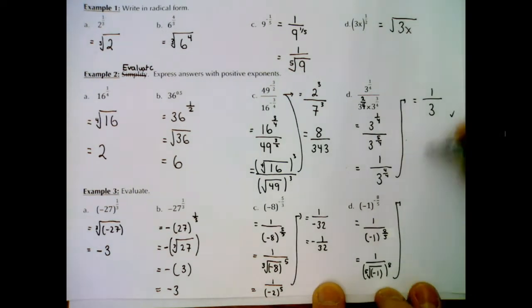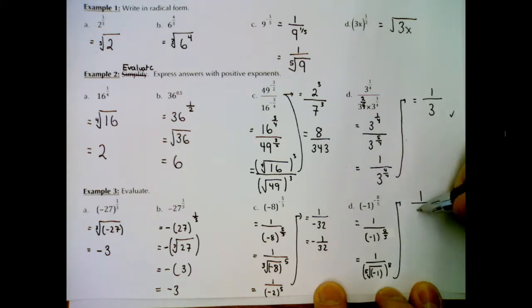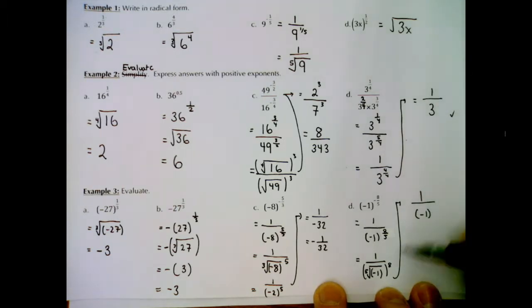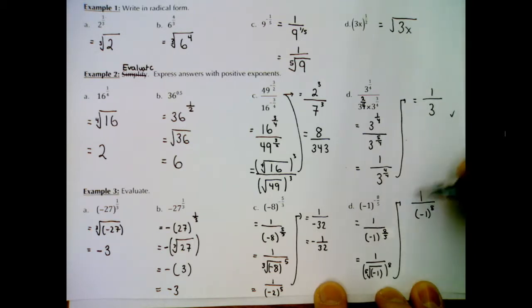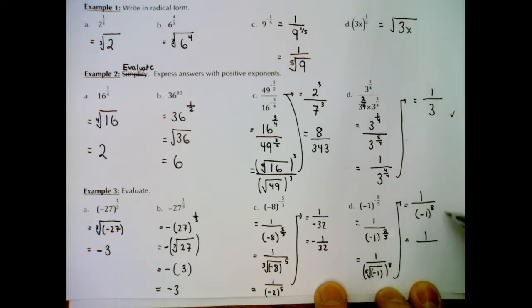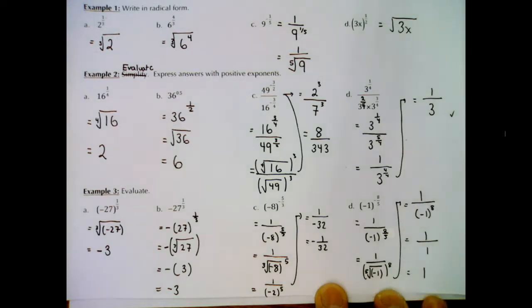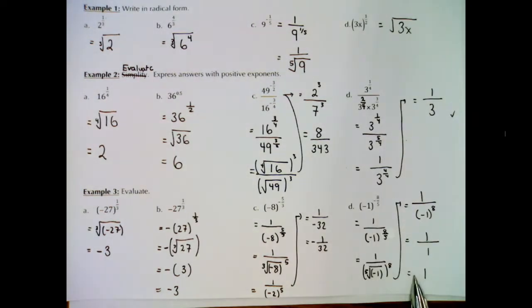Well, the fifth root of -1 would be -1, because -1 times itself 5 times is -1. Raised to the exponent 8, that's an even number, so that'd be 8 -1s all multiplied. Our answer would be positive, because the exponent is even. If you have an even number of negative numbers multiplying, your answer will be positive. 1 over 1 is 1. So this is the same as 1.